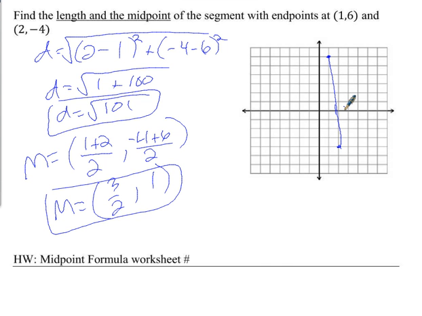Okay, what does the packet say the homework assignment is? 1 through 18? Okay. There you go. You are officially done with Algebra 1. We still need to do the homework.